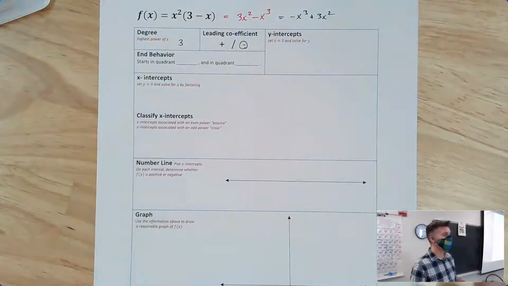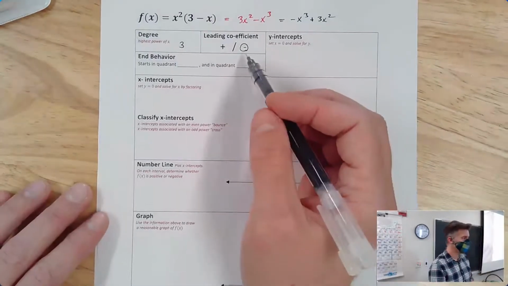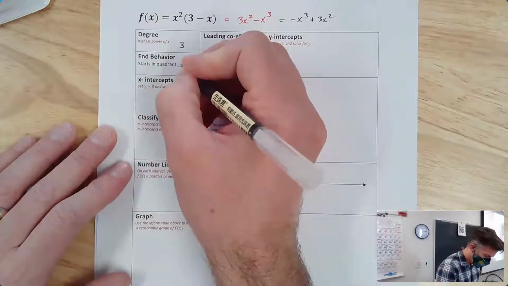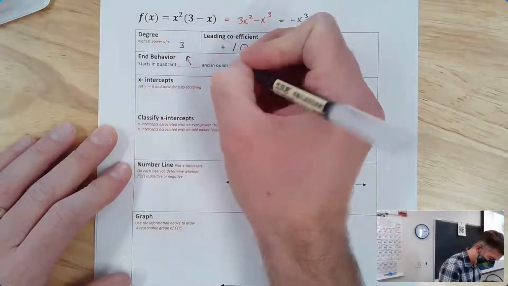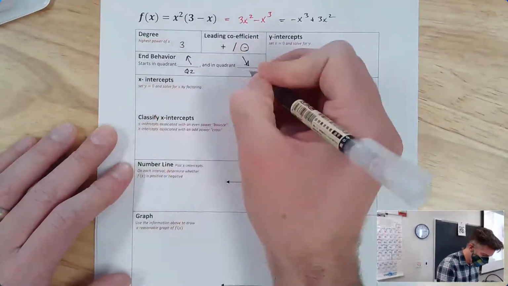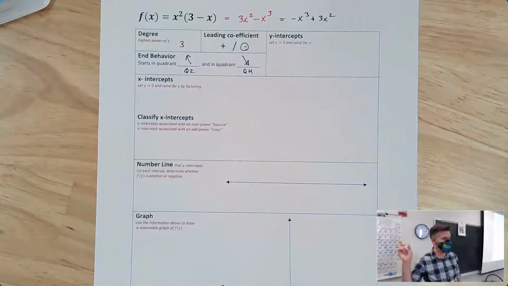So we know the degree is odd, meaning the ends are opposite. And we know it's a negative leading coefficient, meaning it's going to start high and end low. I really prefer this: start high, end low, rather than start in quadrant 2 and end in quadrant 4. I never think about it that way. It starts high, ends low.